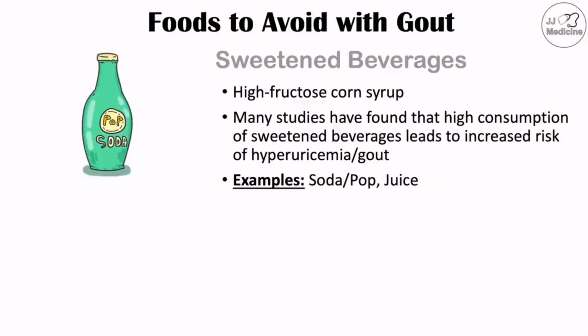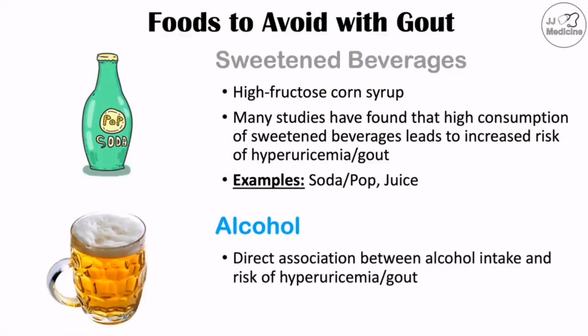and that increases your uric acid in your body. Another beverage to avoid if you have gout includes alcohol. There is a direct association between alcohol intake and risk of hyperuricemia and gout. So as you increase your alcohol intake, that increases your uric acid levels, increases your risk of gout. Examples of alcohol to avoid include beer, whiskey, and vodka.